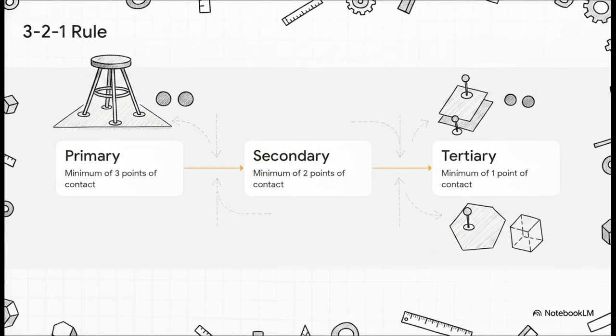And that brings us to how we actually lock a part down for measurement, using what's known as the 3-2-1 point contact rule. To fully stabilize an object, we specify datums in a very strict order of precedence. Step 1 is the primary datum, which requires a minimum of 3 points of contact, kind of like a three-legged stool, which, as you know, never wobbles. Step 2 is the secondary datum, requiring a minimum of 2 points of contact. And finally, step 3 is the tertiary datum, requiring just 1 minimum point of contact. This exact step-by-step sequence is how we build our datum reference frame.